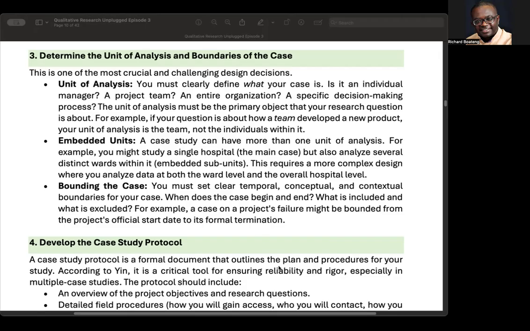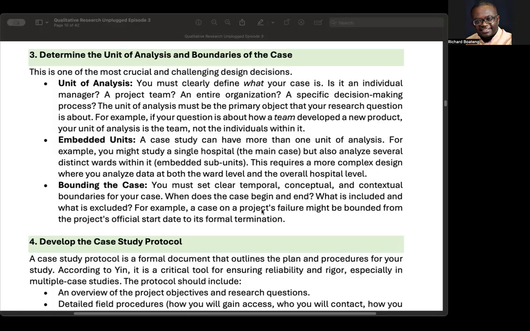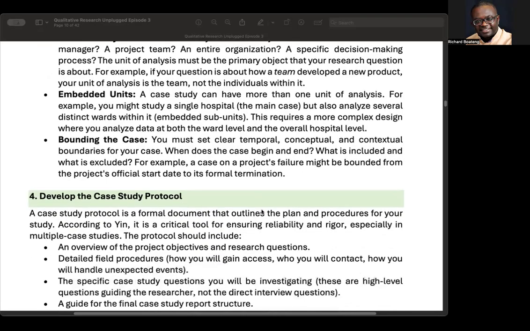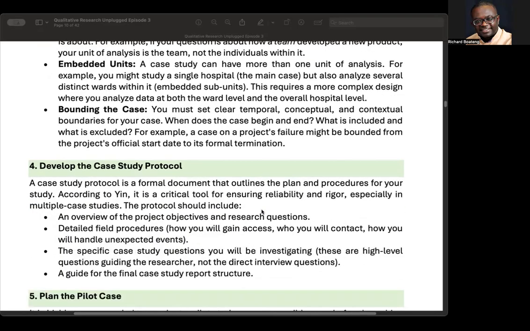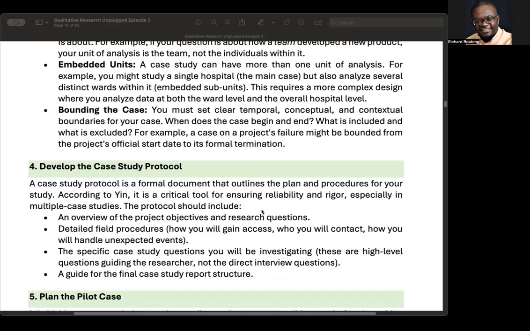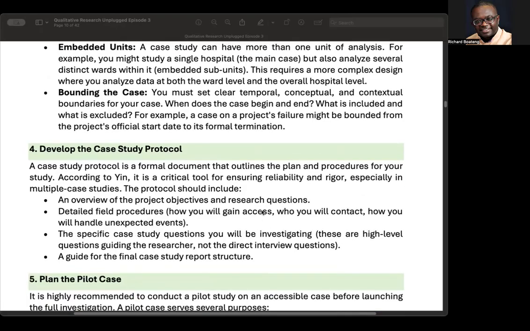And besides defining the unit, you also have to bound the case. Yes, bounding is crucial for scope. You need to set clear limits. Temporal boundaries. When does the case start and end? Example, from the project initiation to its termination. Conceptual boundaries. What specific aspects or processes are included and what's explicitly excluded. Contextual boundaries. What aspects of the environment are relevant? Defining these boundaries prevents your study from becoming endlessly sprawling. Keeps it manageable. Okay, step 4 is developing the case study protocol.